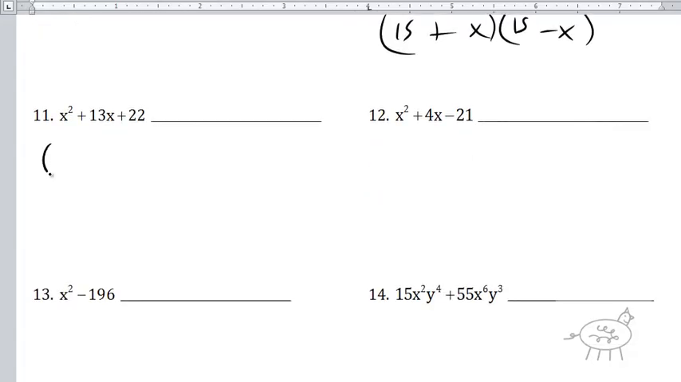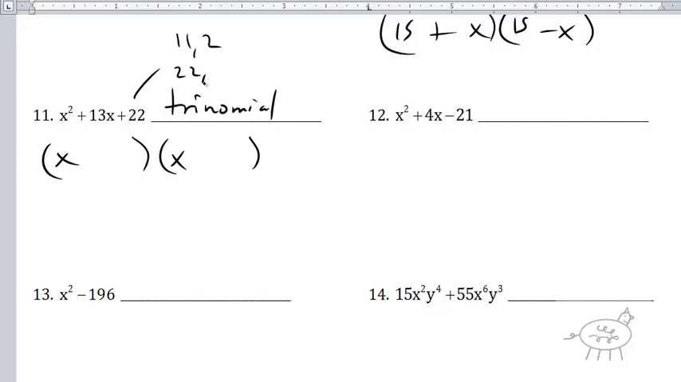Okay, let's do 11. This is definitely a trinomial, and it's x and x. And what two numbers? This is a pretty limited one, 11 and 2, or 22 and 1. Well, 11 plus 2 is 13, so it's plus 11 and plus 2. That's your answer.